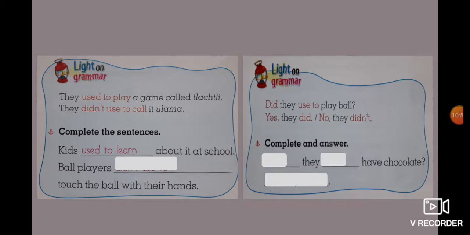Kids used to learn about it at school. Okay, we use the expression "used to," and then we write an infinitive verb, which in this case is "learn." Kids used to learn about it at school. Okay, ball players didn't use to touch the ball with their hands. Okay, didn't use to. Excellent.